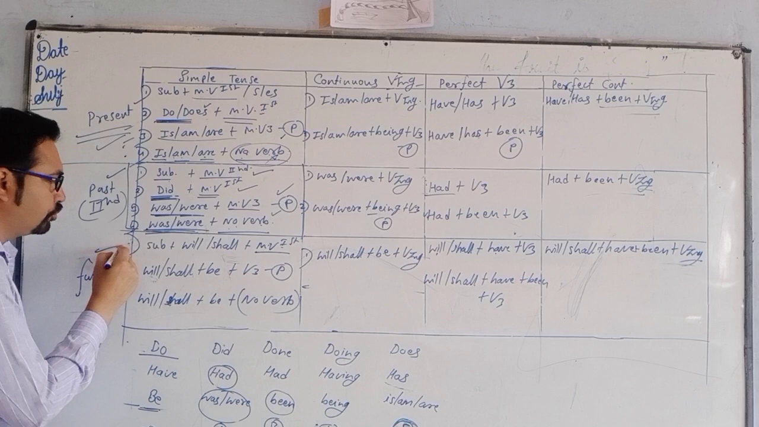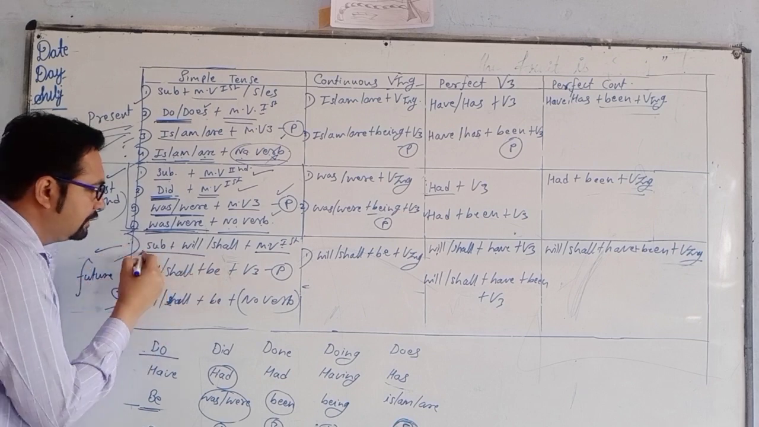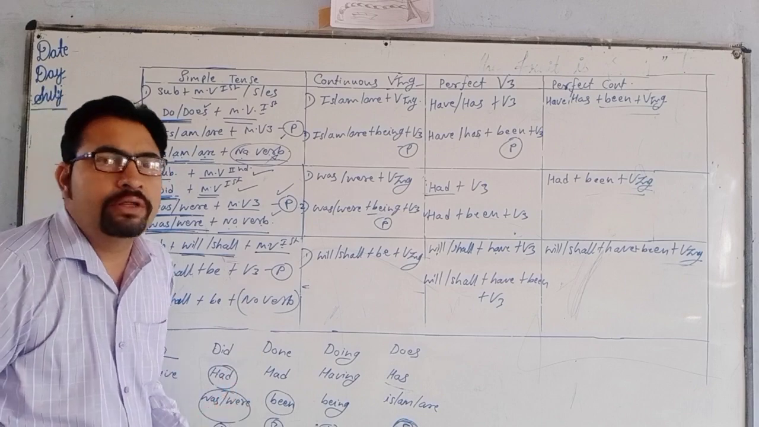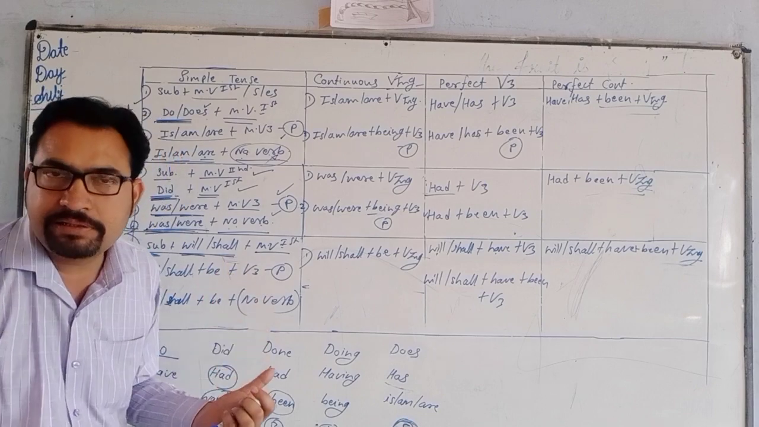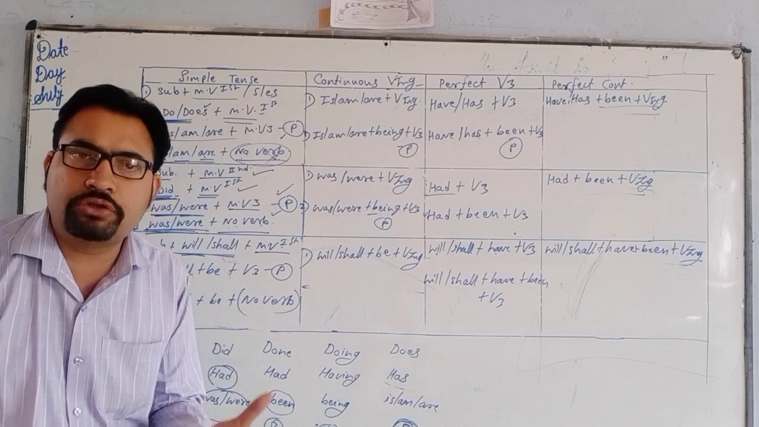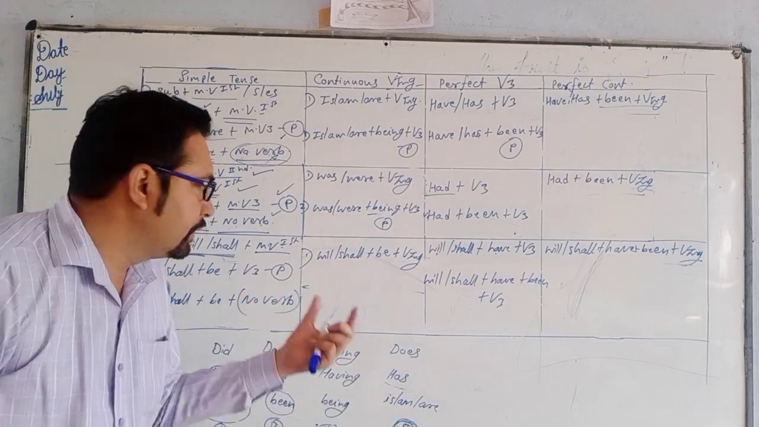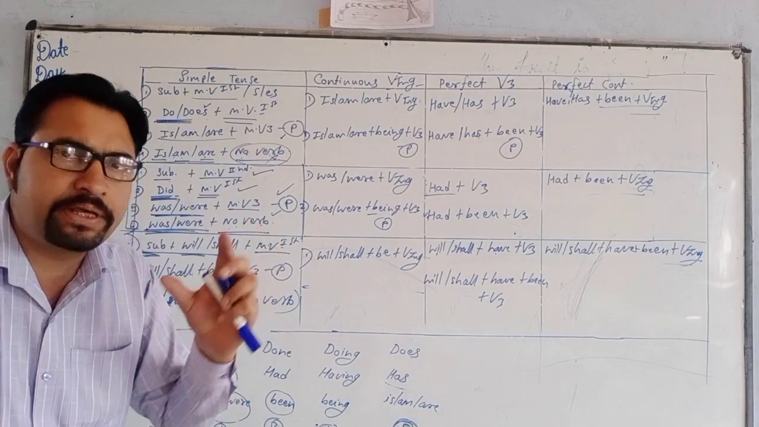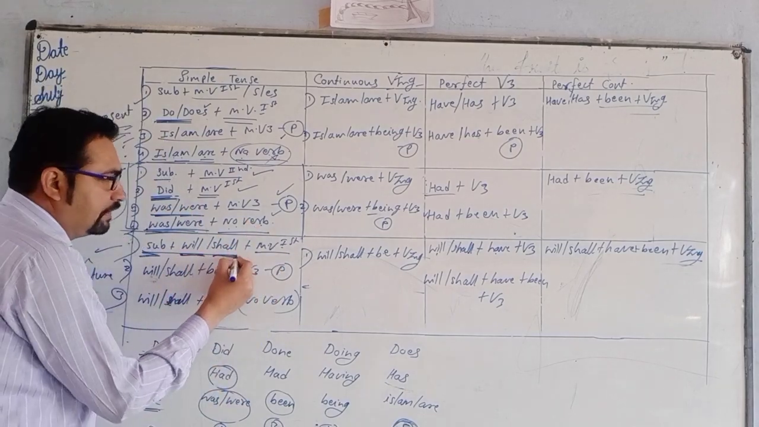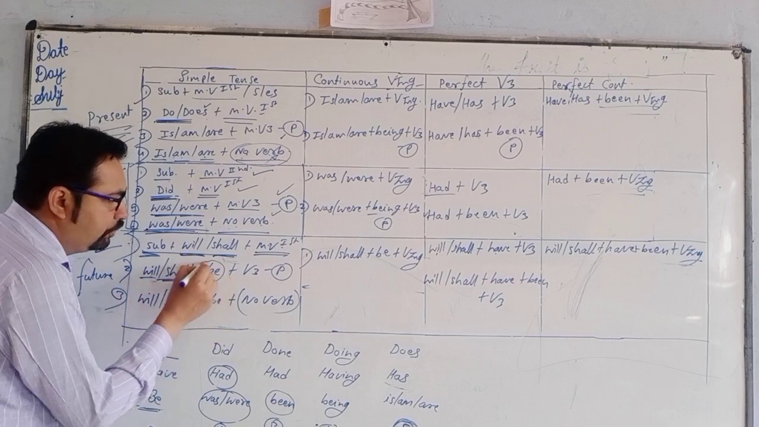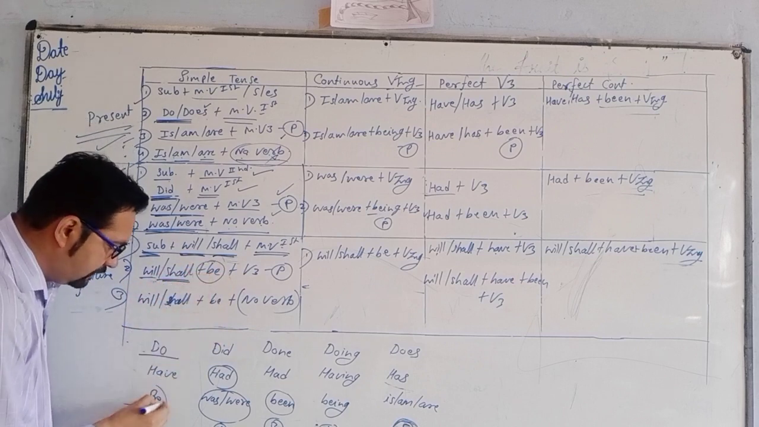The last one is future. So in future, after the subject we have to use what? Will or shall, and you must know that will and shall are modals. And after a modal there is a universal rule, a universal fact, that the main verb must be in the first form, in each and every case. For example, after will we have to use the first form. Second condition, after will or shall, what do we use? Be. And be is the first form.